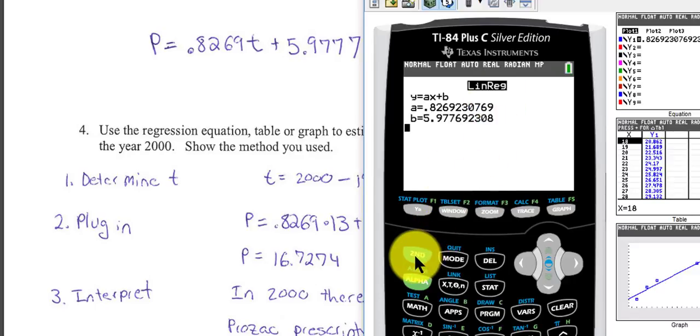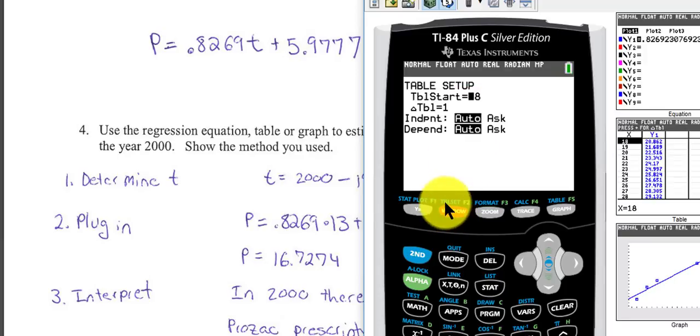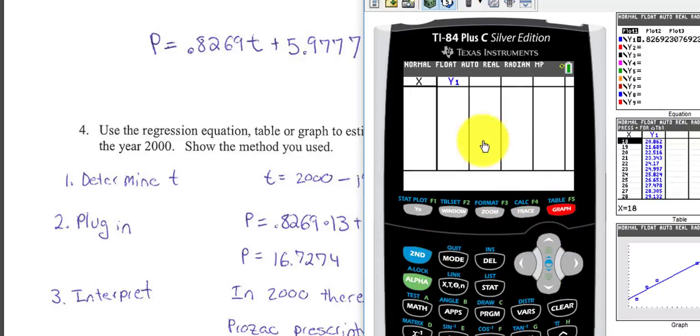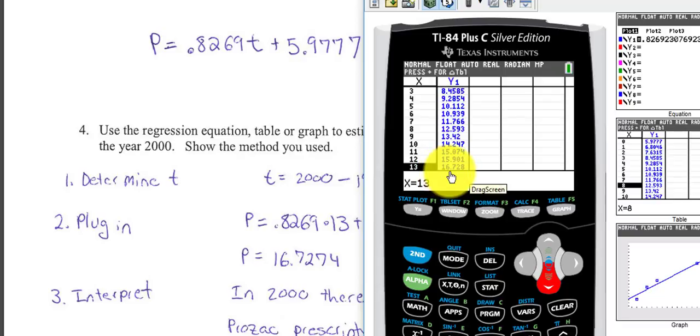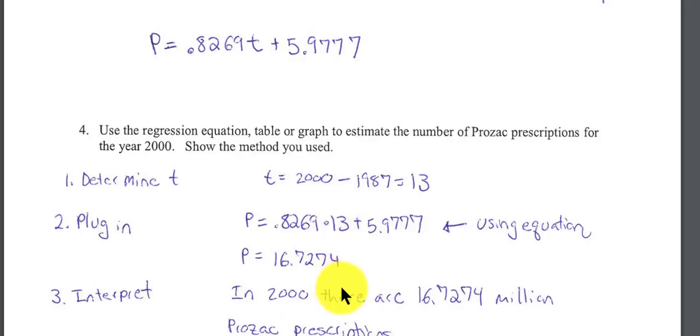You could also press second and window. See above window it says table set. I'm going to start my table at 0, and I want to count by 1. And above graph it says table. So if I press second graph, here's a table, and if I scroll down to x equals 13, right, when x is 13, y is 16.728, right? So 13 years after 1987, I have 16.7 million prescriptions, which is the same answer we found by simply plugging 13 in for T.